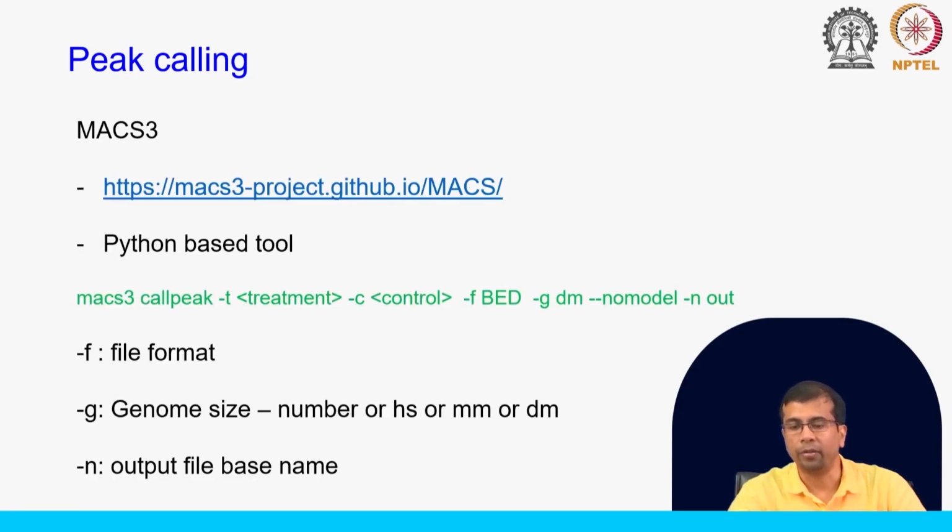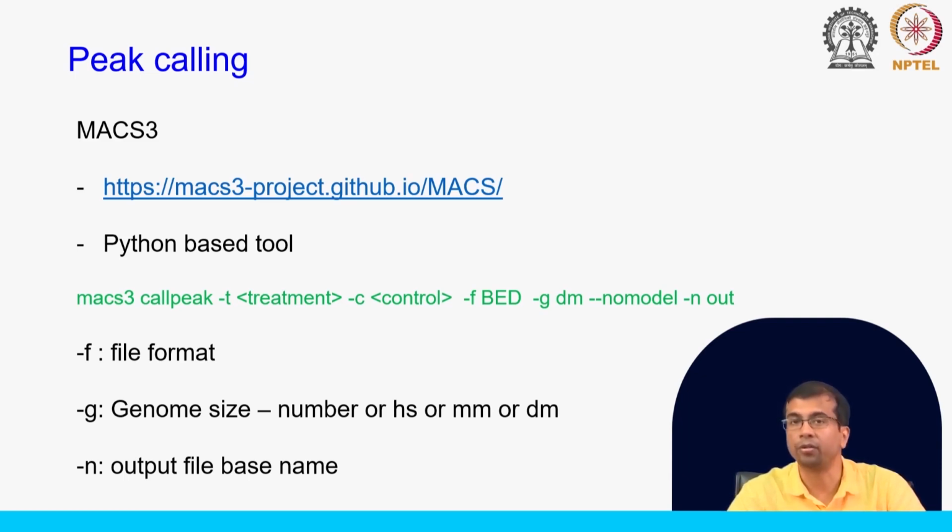For peak calling, we will be using a tool called MACS3. I will show this tool before we actually go into the peak calling part. It is a Python based tool, and again, we can run it through the Linux command line. This is the command that we are going to use: macs3 callpeak -t, the treatment file that we have to give, and -c, the control or input file. The file format is bed, and -g is the genome size. You can specifically mention the exact genome size, or we can mention which genome we are using.